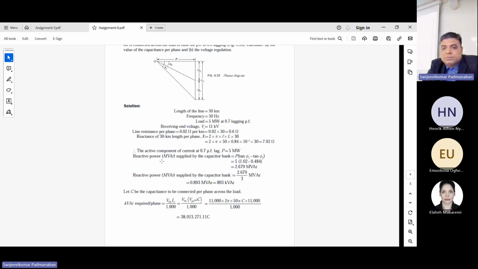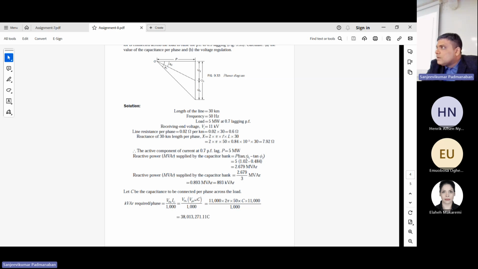Now I want to calculate the active component at 0.7 power factor, but I want to raise it to 0.9. That is the goal. At 0.7 power factor, I have the active power, which is 5 megawatt. Now I want to calculate the reactive power requirement. How to do that? Active power into tan phi 1 minus tan phi 2.